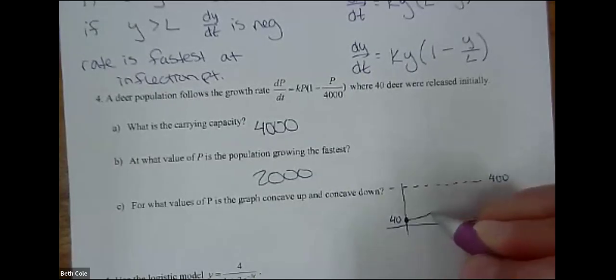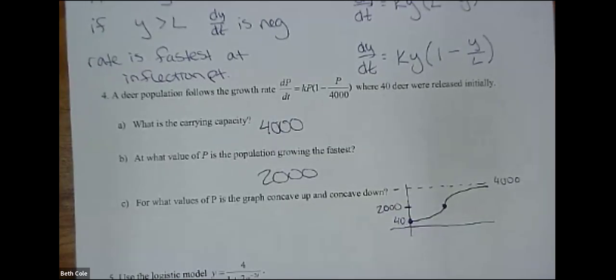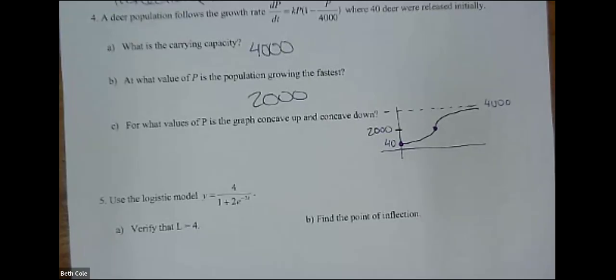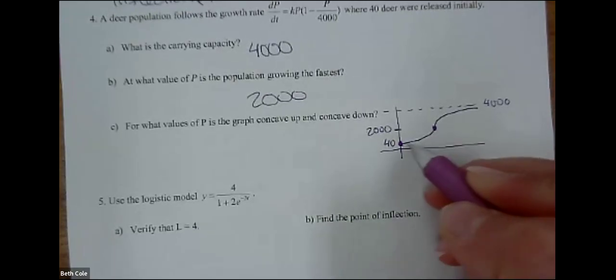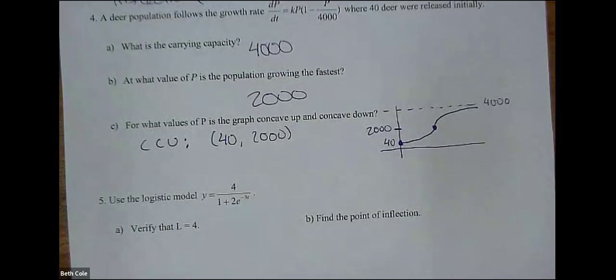All right, for what values of P is the graph concave up and concave down? I'm going to just draw a little picture here. How many deer did we start with? All right, this is 40, and it's going to level off at 4,000. So we're going to be concave up to start with, and then concave down, and this halfway point is at 2,000. I just draw a picture because visually it makes sense to me. So concave up is going to be this portion, and that is happening between 40 and 2,000. So concave up is from 40 to 2,000. I understand that looks like an ordered pair. Do you understand it's an interval? It's from 40 to 2,000, all right?